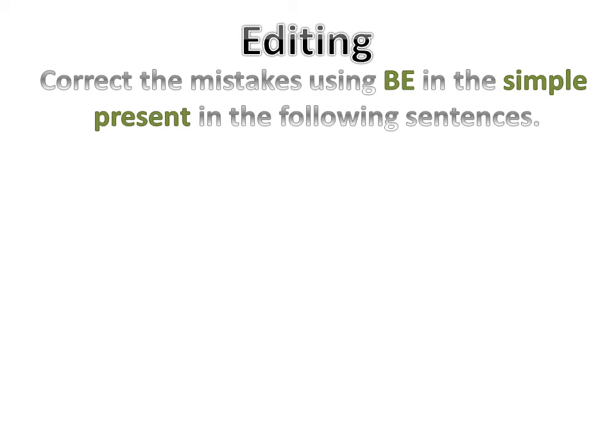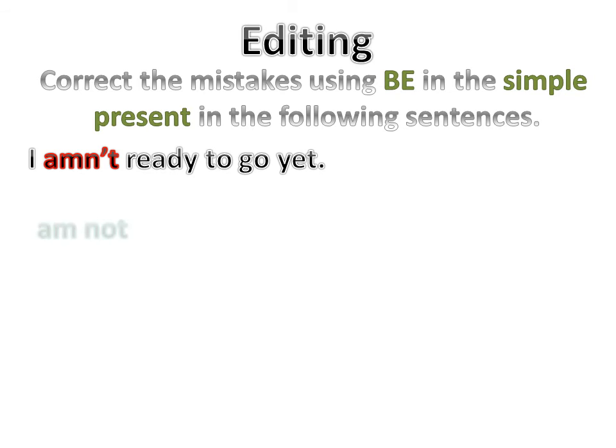Alright, now that we have a better understanding of how to use the verb be in the simple present, let's test our knowledge by correcting the mistakes in the following sentences. I aren't ready to go yet. The correct way to say this is I am not ready to go yet. If you remember, we did not show how to use a contraction with am and not. Therefore, we do not contract these two. Please make sure to use them as two separate words.